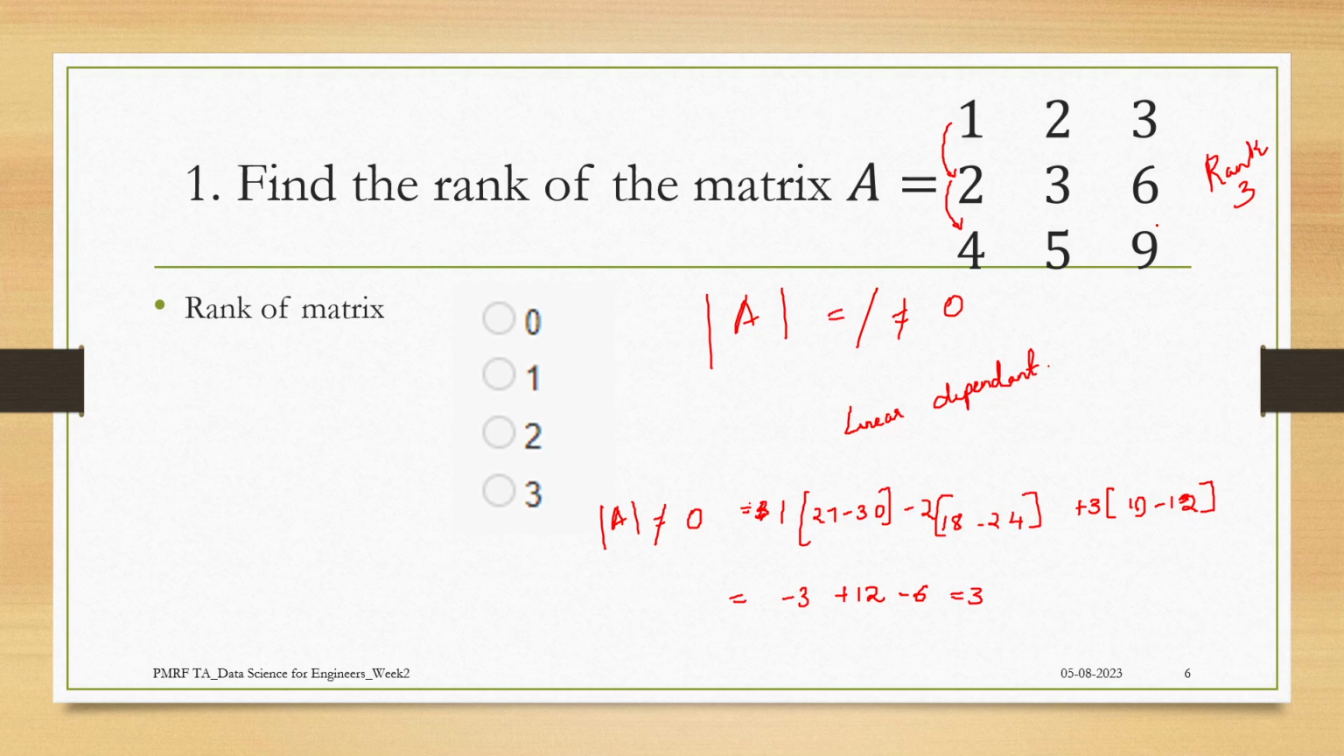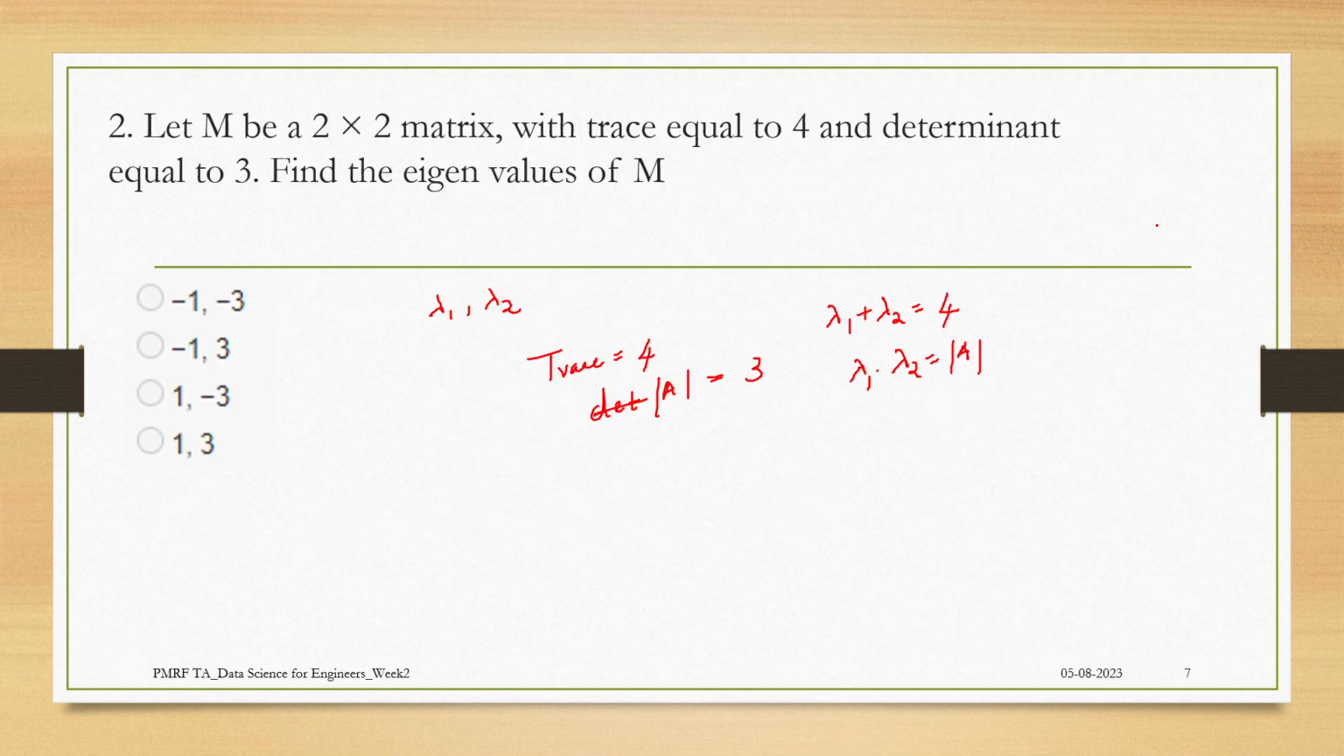Okay, Jason, is it fine? In the second question the matrix is not given, it's just told that the sum of the principal diagonal elements is equal to 4. So the sum of the principal diagonal elements will be equal to the sum of the eigenvalues, and the product of the eigenvalues will be equal to its determinant. Some have found the answer as 1, 3. Has everyone found it?